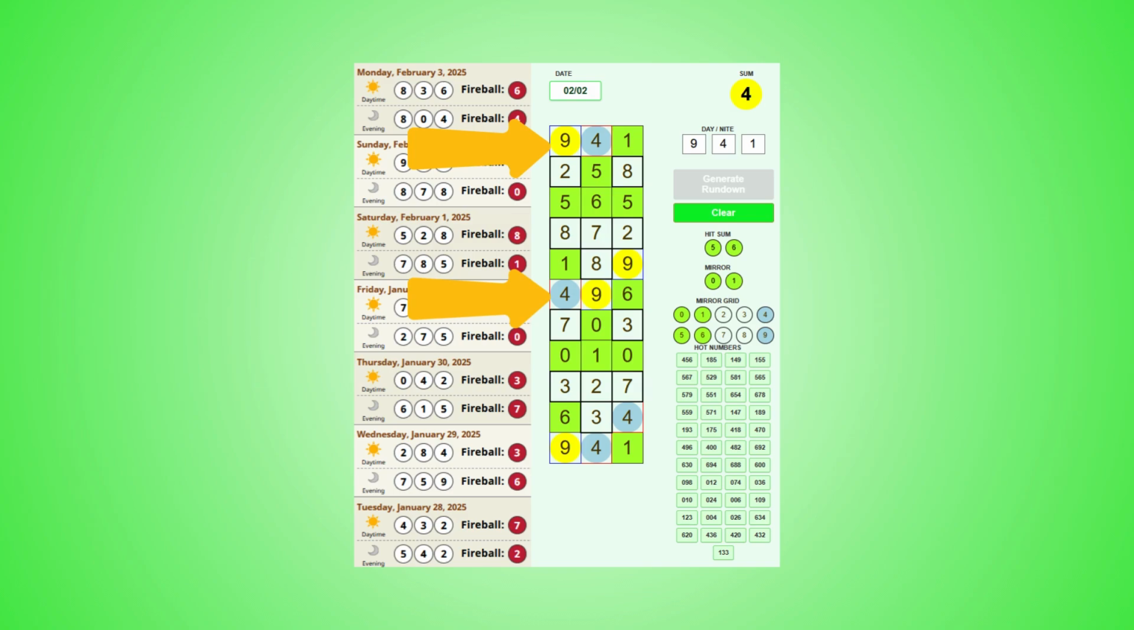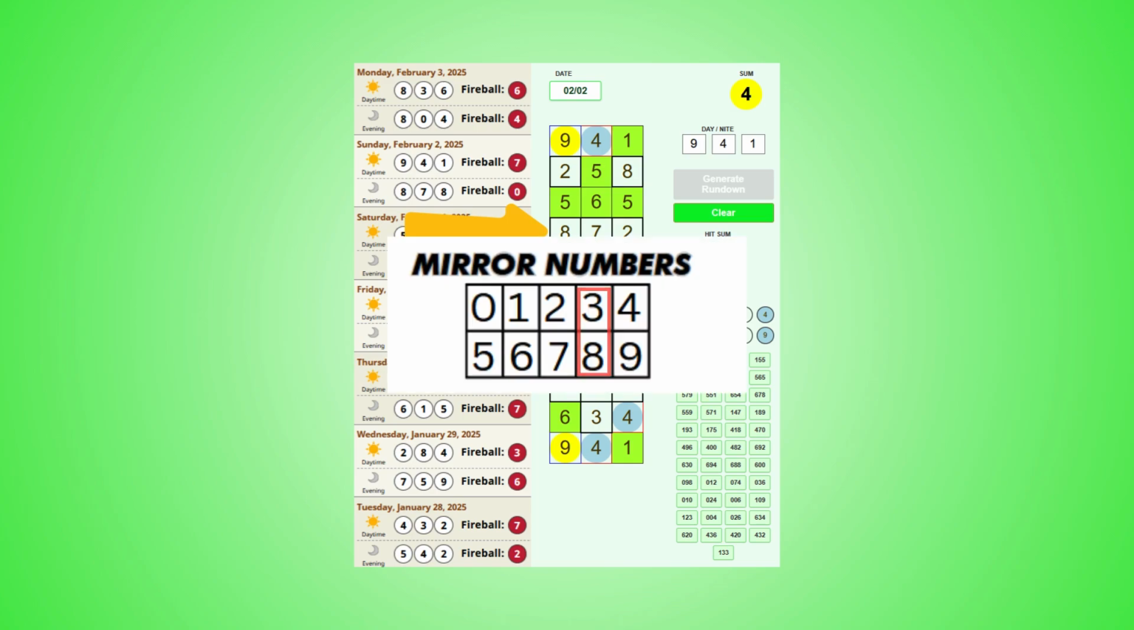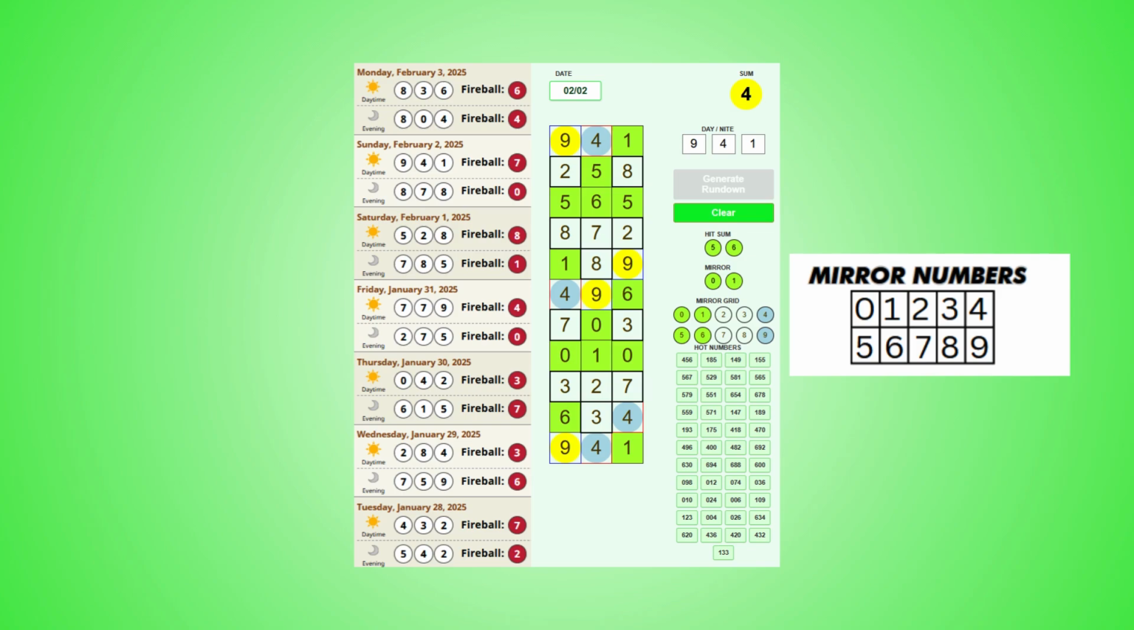Now, based on the day sum and its mirror, we find our plays. I narrow it down by using the row above it, which is 872. Looking at this row, I check the mirrors. The mirror of 8 is 3, the mirror of 7 is 2, and the mirror of 2 is 7. So, I focus on this area for my potential plays.